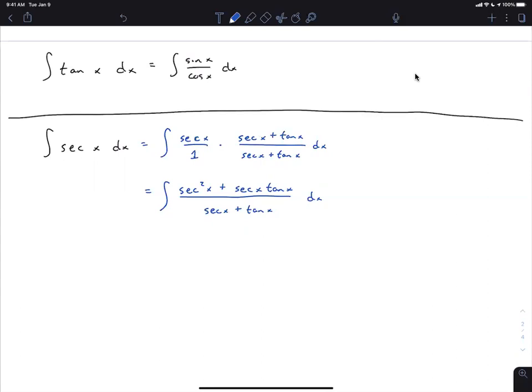What's the derivative of secant? We know that. Secant x tan x. Okay, and what's the derivative of tangent? Secant squared. That sounds a lot like what's up here. So what could we do? So what if u equals secant x plus tangent x? Then what's du? The derivative of secant is secant x tangent x. And the derivative of tangent is secant squared x.